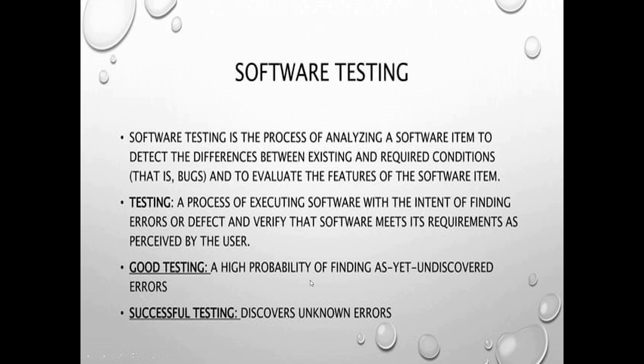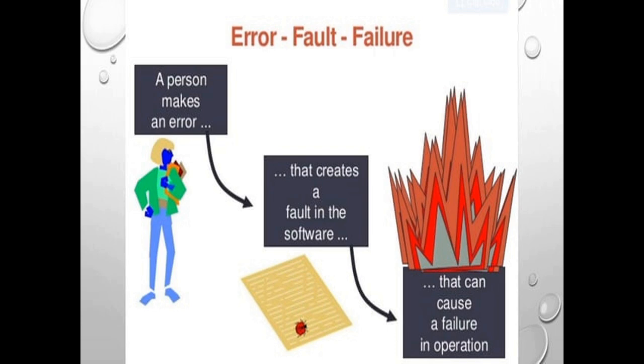So good testing always has a high probability of finding undiscovered errors. This is good testing. In successful testing, the errors are unknown. You can understand the meaning of these two things. Undiscovered errors mean good testing. For example, a person makes an error, and that creates a fault in the software that can cause a failure in the whole operation. Understand?